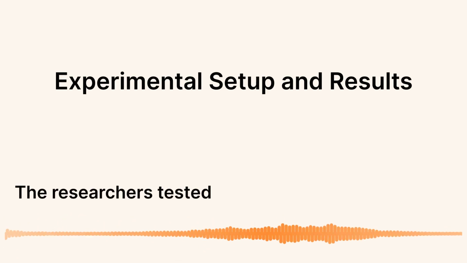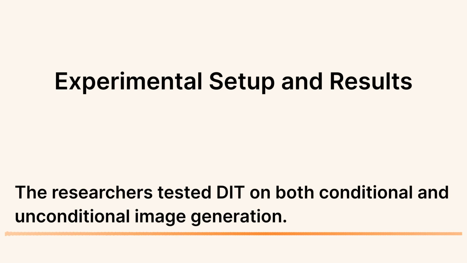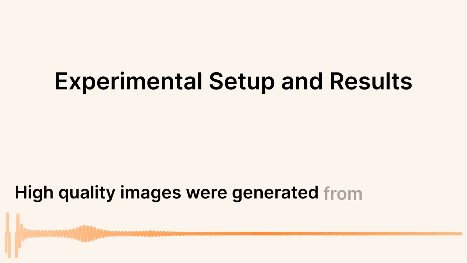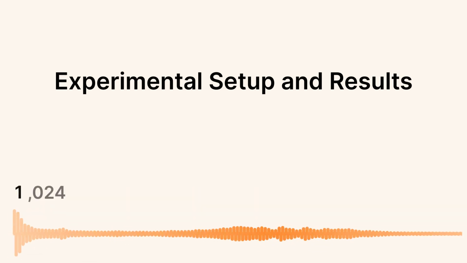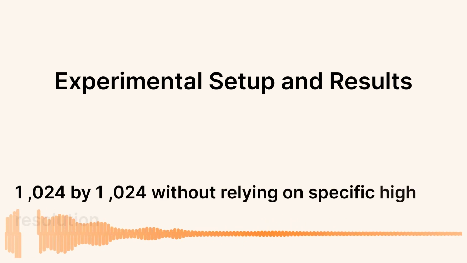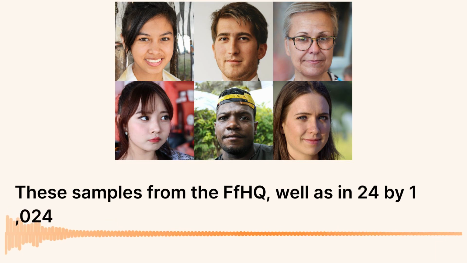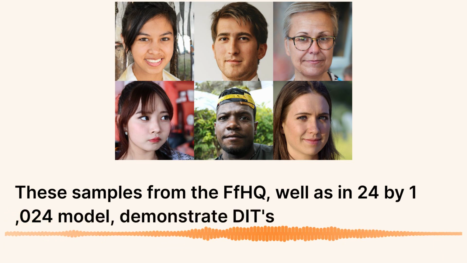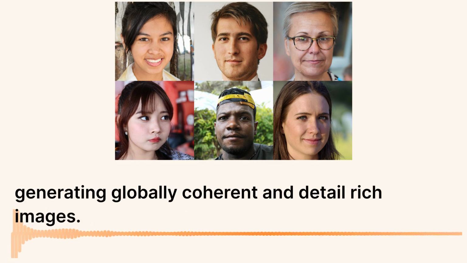The researchers tested HDiT on both conditional and unconditional image generation. High-quality images were generated from datasets such as ImageNet and FFHQ, at 1024 by 1024 without relying on specific high-resolution training tricks. These samples from the FFHQ 1024 by 1024 model demonstrate HDiT's capability for generating globally coherent and detail-rich images.